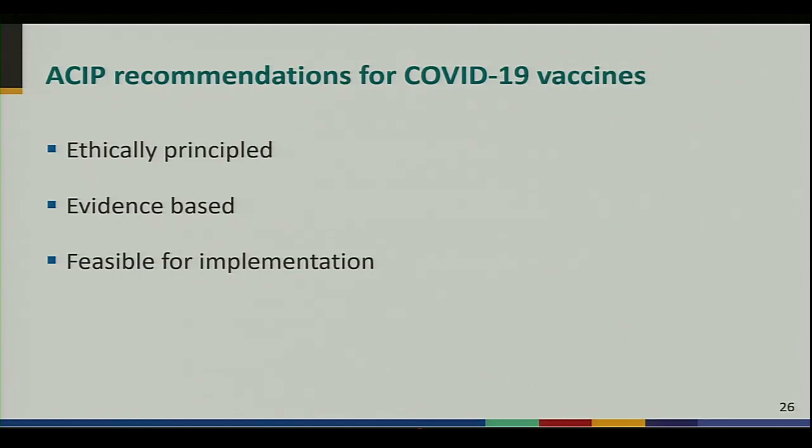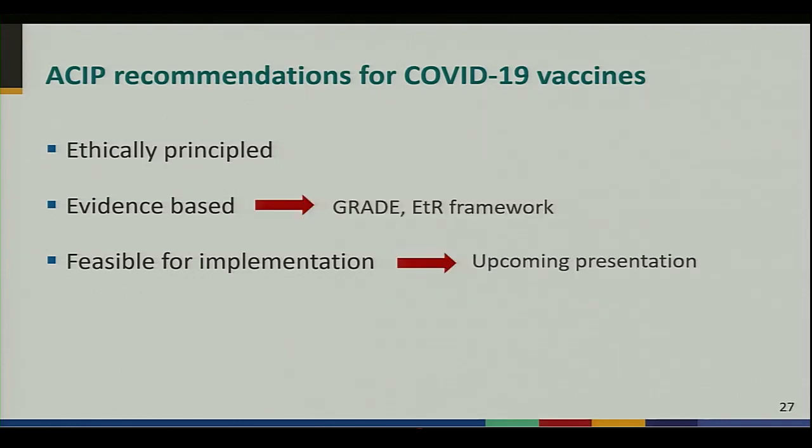All ACIP recommendations for COVID-19 vaccines must be ethically principled, evidence-based, and feasible for implementation. Next slide. GRADE and the ETR framework will be used to ensure that recommendations are evidence-based. Dr. Dooling's upcoming presentation will have further discussions around whether recommendations are feasible for implementation. So the remainder of this talk will focus on the steps taken to make sure ACIP recommendations are ethically principled. Next slide.